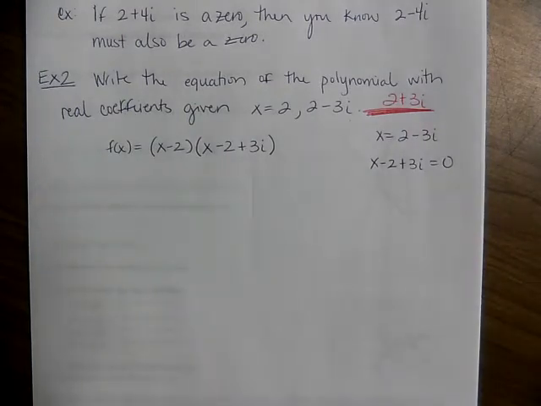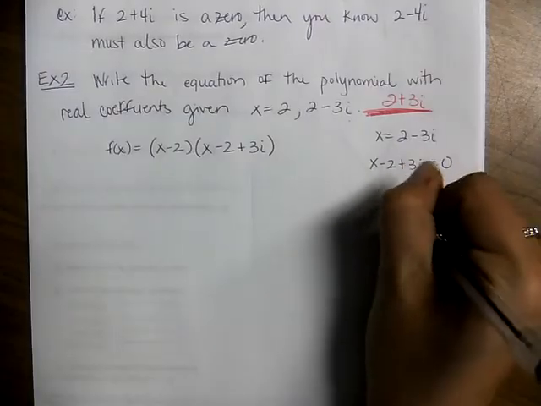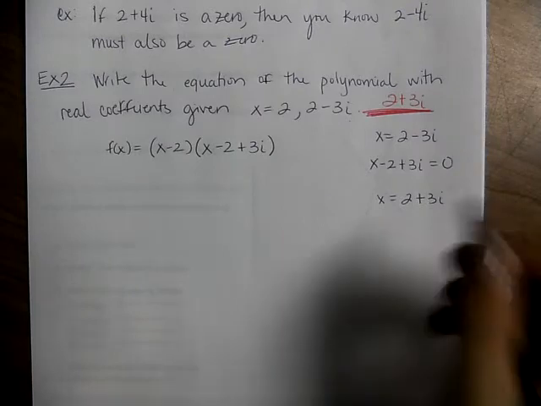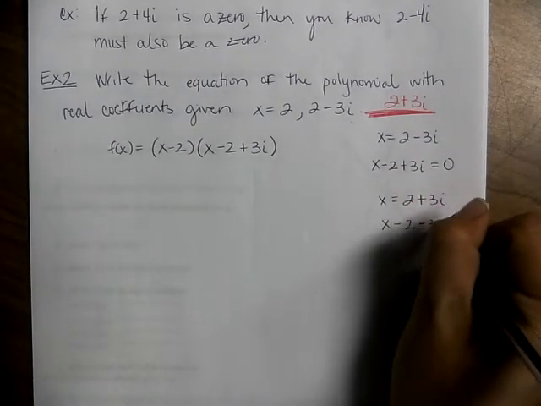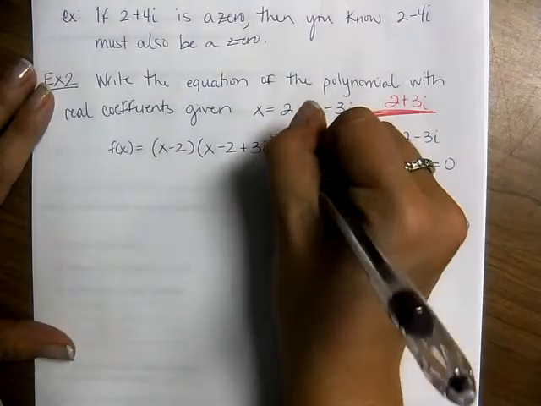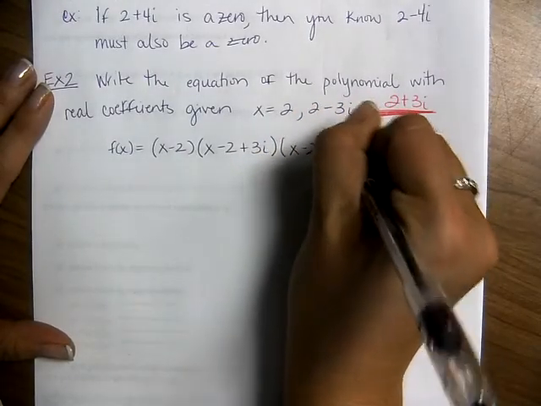Okay, so now I'm going to back into this the same way too. I'm going to take x and I'm going to set it equal to 2 plus 3i, and then I'm going to move all that over, giving me x minus 2 minus 3i as a 0. So now I have to add that factor in here. So x minus 2 minus 3i.